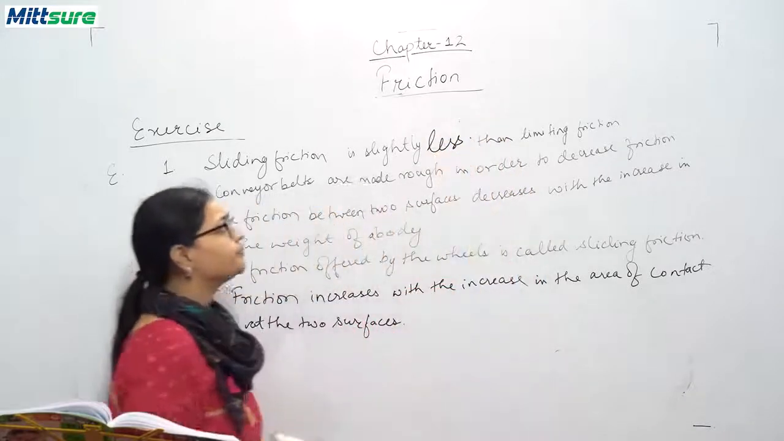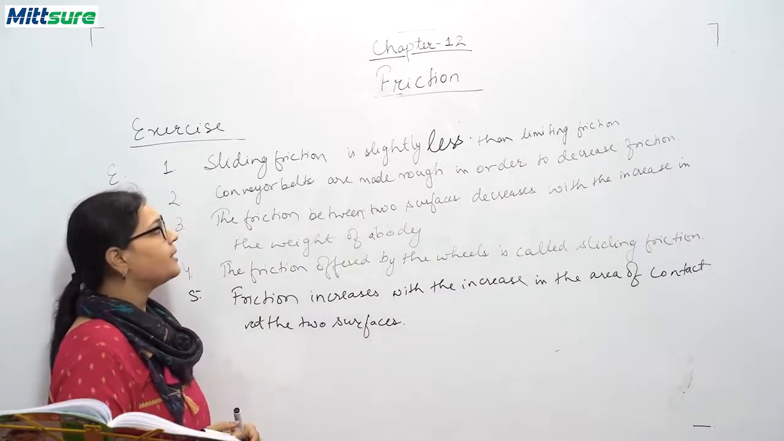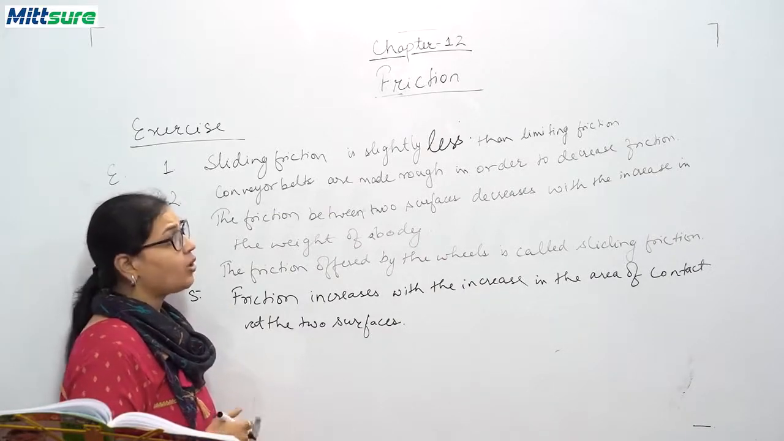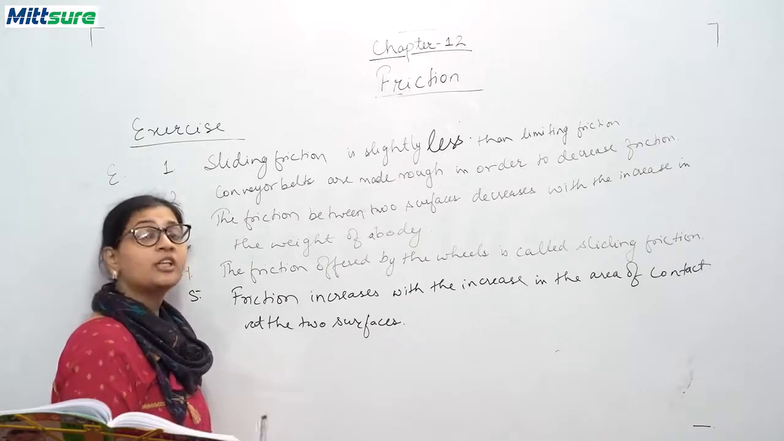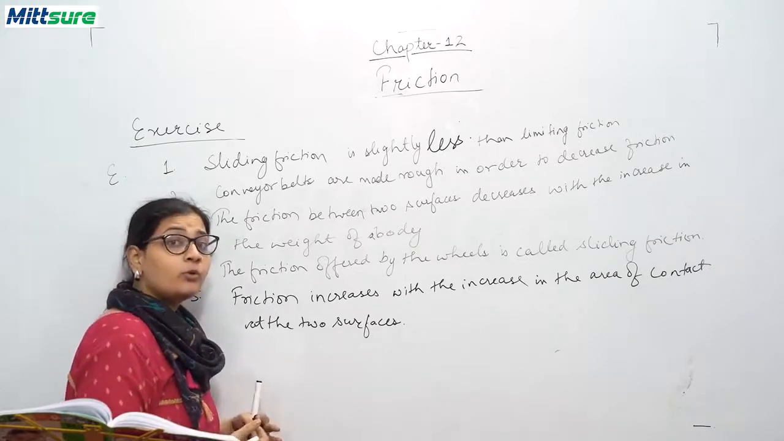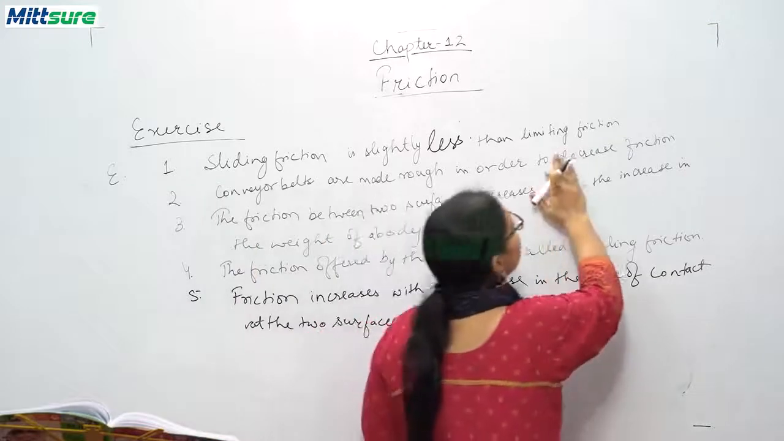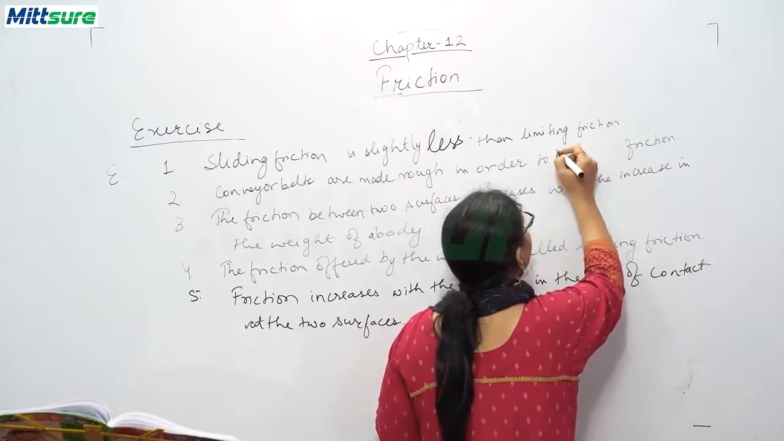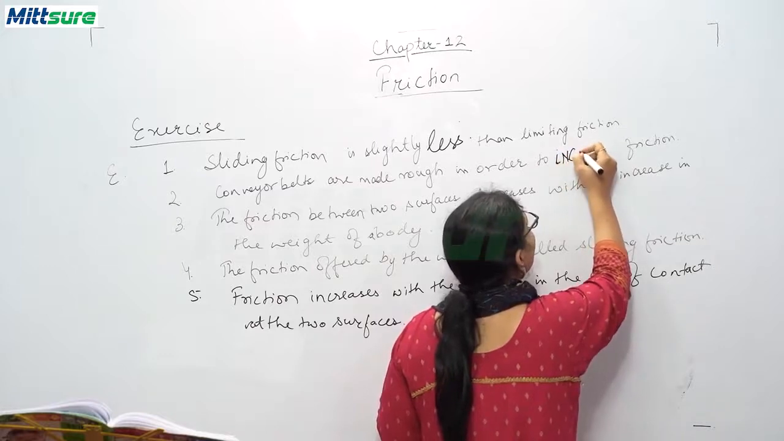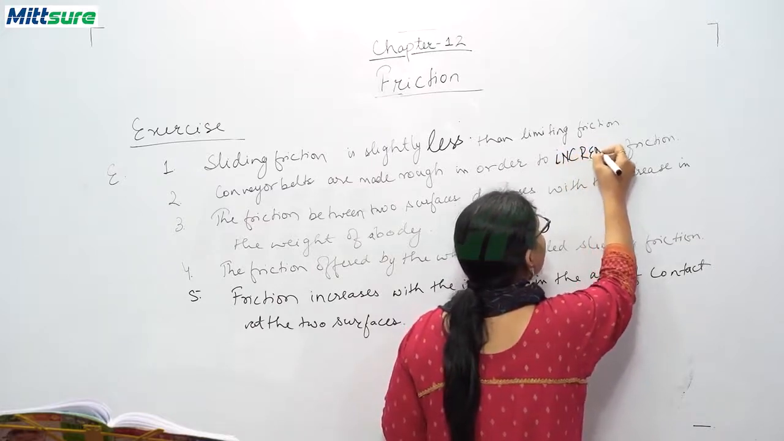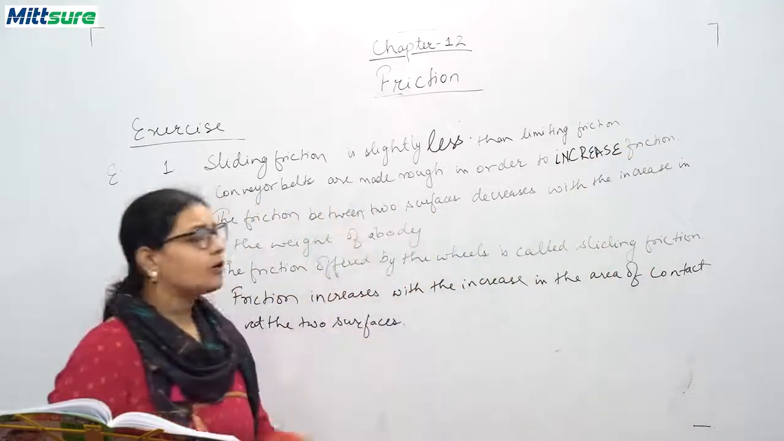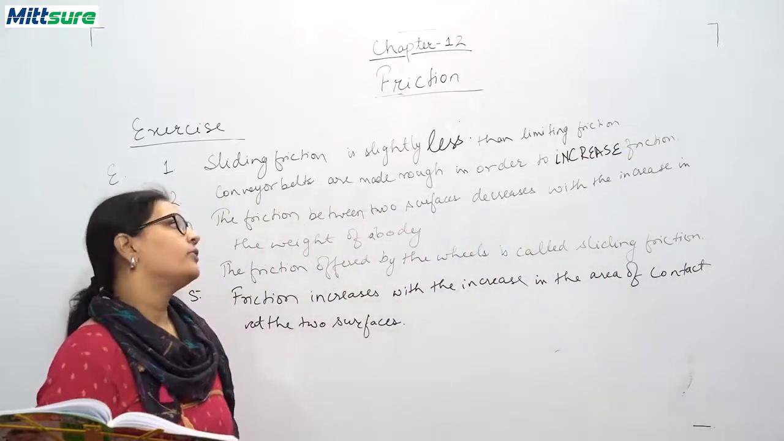Okay. Now the second statement. Conveyor belts are made rough. Yes, they are made rough in order to decrease friction. No, bacha, rough surface has more friction. So this decrease will come, and it will be coming. I will be writing in blue bold, so you know where we are making changes. So in order to increase friction.